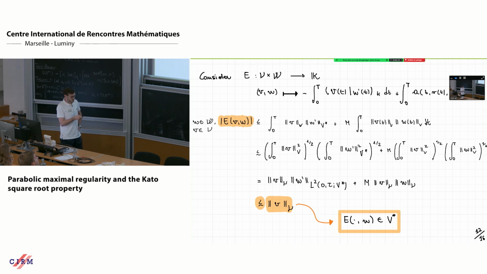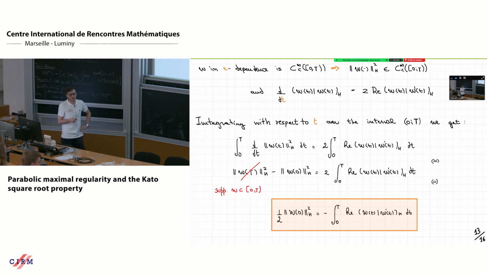And after that, it's just computation with the Cauchy-Schwarz inequality. While for the coercivity, the coercivity of the form A is not enough because we have to deal with this first term. For the second term, we will use, of course, the coercivity of A, but here we need to do something more. We observe that the function W is in time dependence C^∞. So this squared norm in H is C^∞. I can compute this time derivative, which is exactly 2 times the real part of this inner product, thanks to the sesquilinearity of the inner product of H.